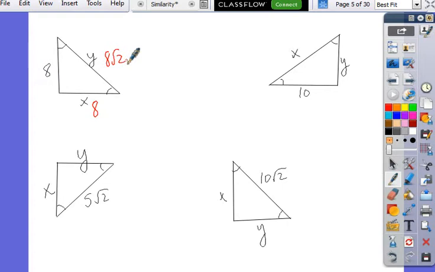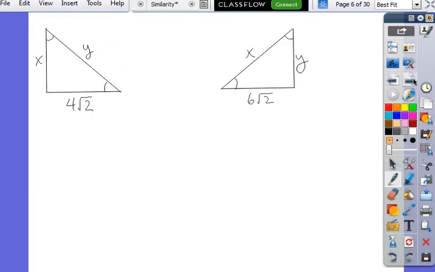Would we put it as 8 root 2? Yes, that's the way they're going to have the answer. If they give you the hypotenuse with a root 2 on it, well then what are the two legs going to be? They're going to take that root off. It'll just be 5 and 5. If it's something like this where you've got a root but it's on the leg, the legs still have to match. And then I would get the hypotenuse by saying the leg times root 2.